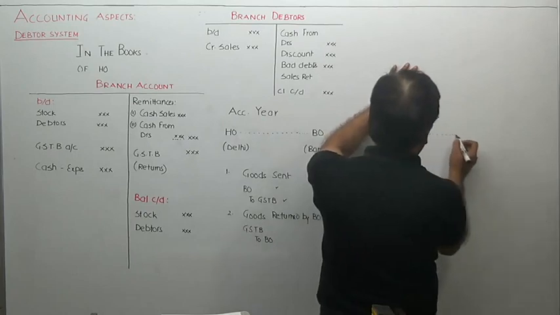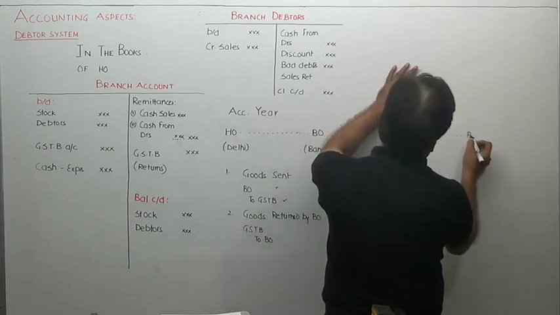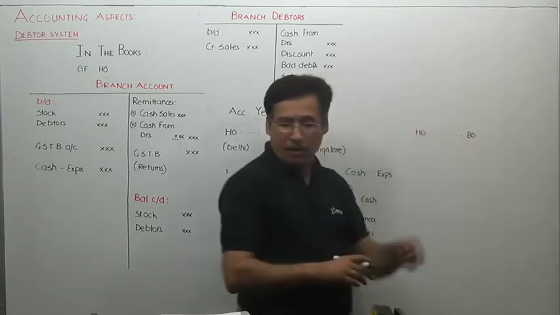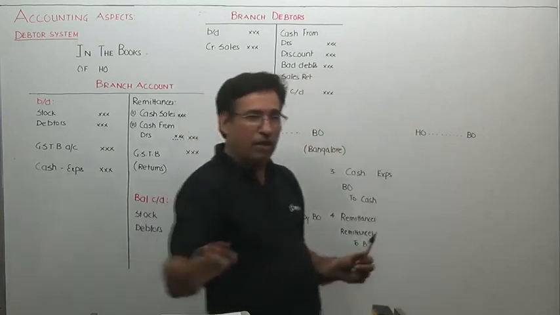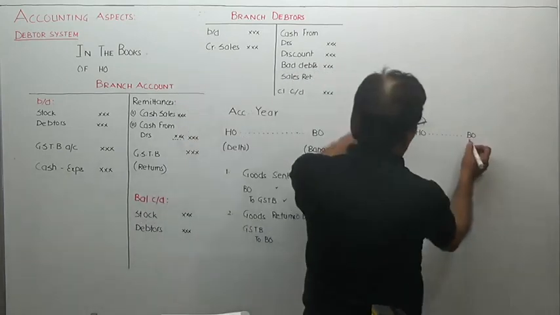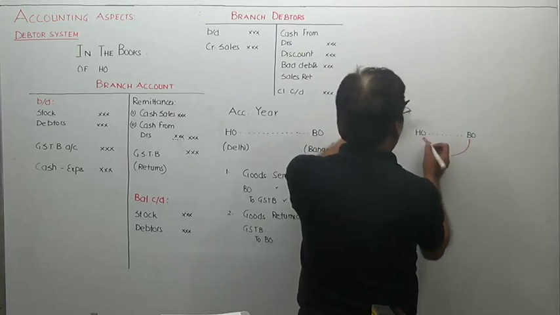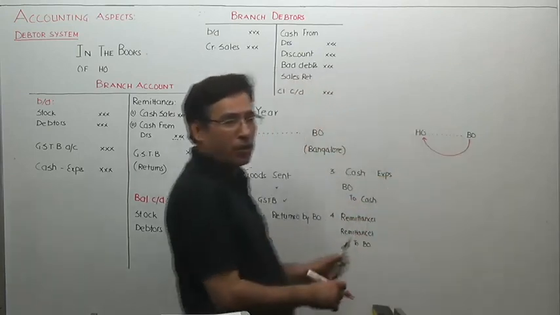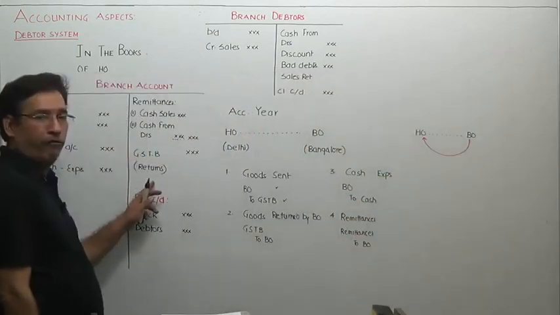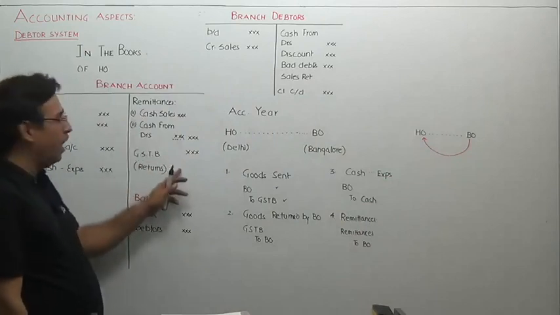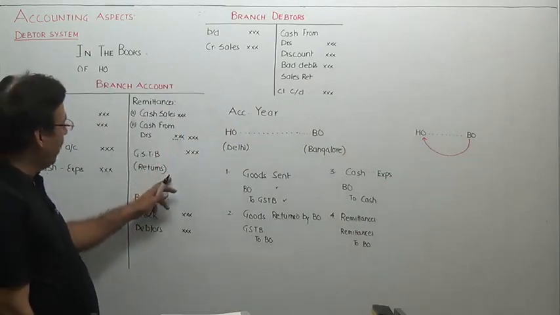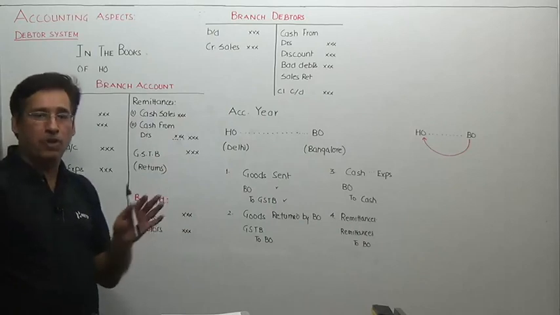Head office sends goods to branch. Correct? Head office sends goods to branch. So there is a possibility that branch may return the goods to head office. If branch returns the goods back to head office, it will appear in the branch account on the credit side in the form of goods sent to branch returns.